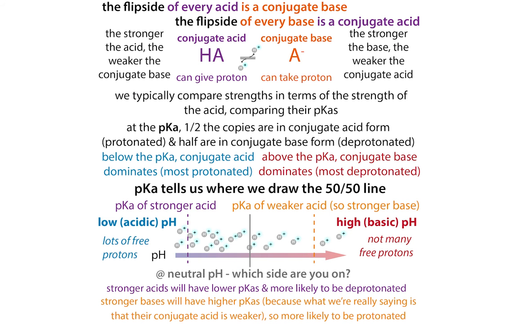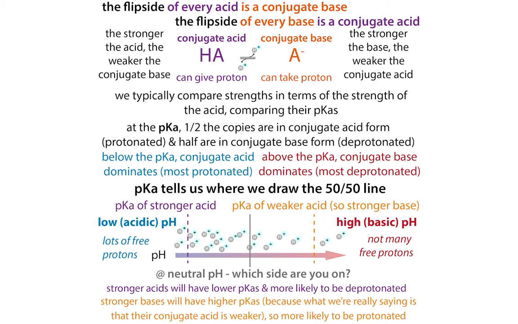Another way to think about this is that the pKa is the pH at which half of it is protonated and half of it is deprotonated. If you have a lower pKa, that means you need to get to a lower pH, to more extreme conditions, in order for half of it to still be protonated. And so under typical conditions, most of it is going to be deprotonated. We'll get into examples of all of this.